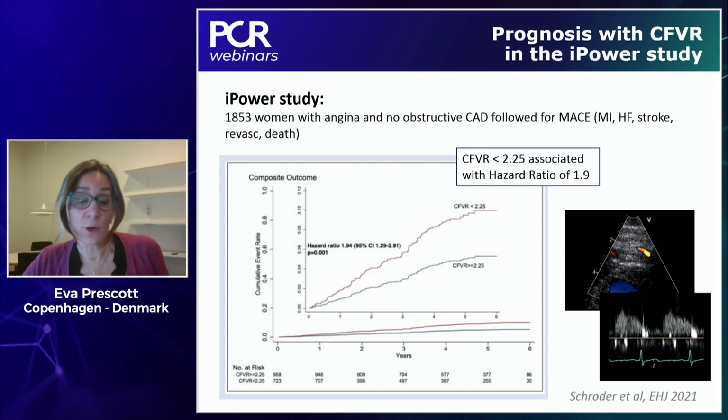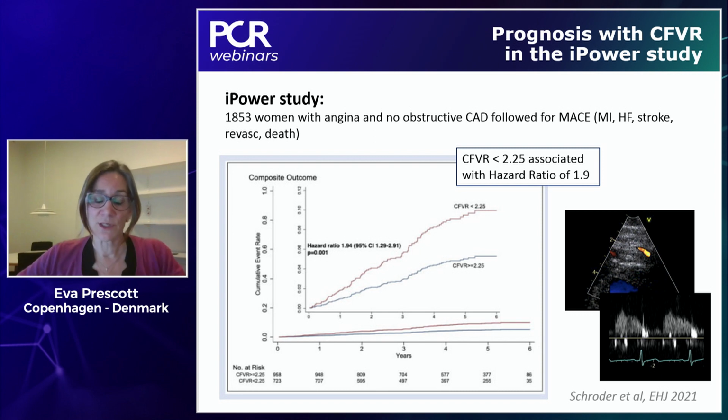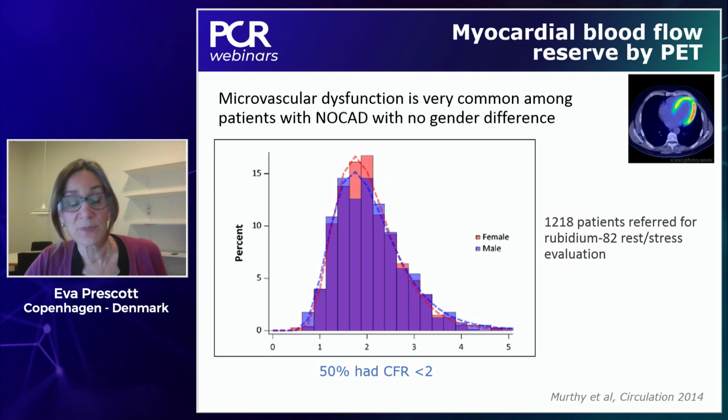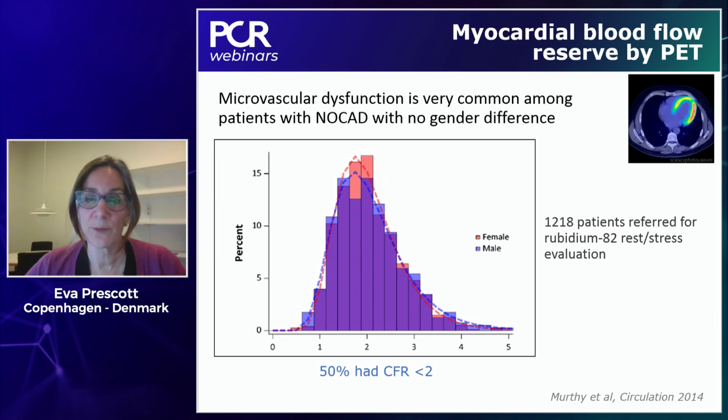We also found that in our study, the iPower study that I described to you, in more than 1,800 women who were all comers undergoing invasive angiography, we could measure their coronary flow reserve by echo in 97%, and this was prognostic of a combined outcome, as you can see there. So it's something that you can do. It is prognostic, and you may also be able to be guided by this in your treatment of the patient.